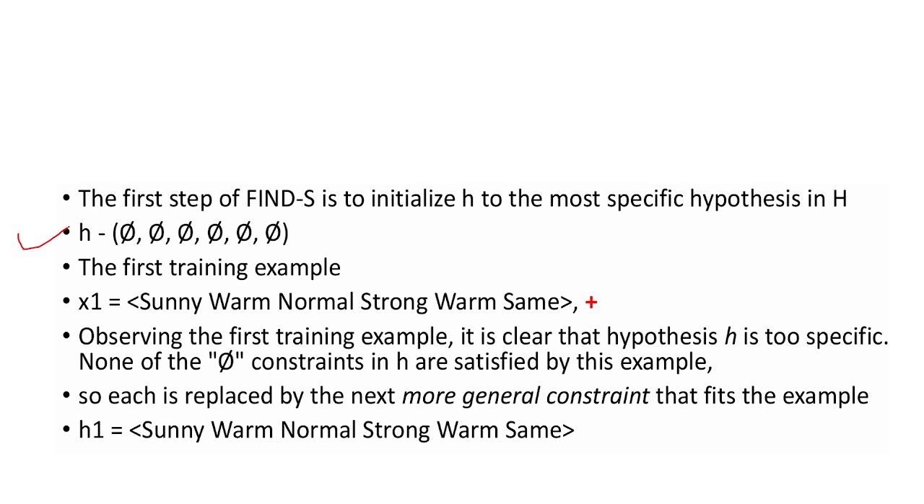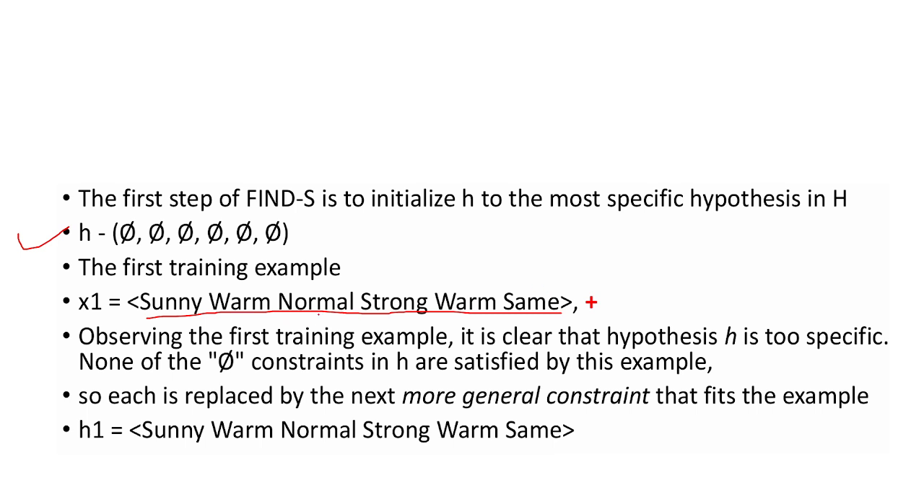Most specific case. There are six attributes. Fill it with null value, zero value. Now, the first training example, the first instance, that is x1: sunny, warm, normal, strong, warm, and same. Forecast is same. What is normal, like that?